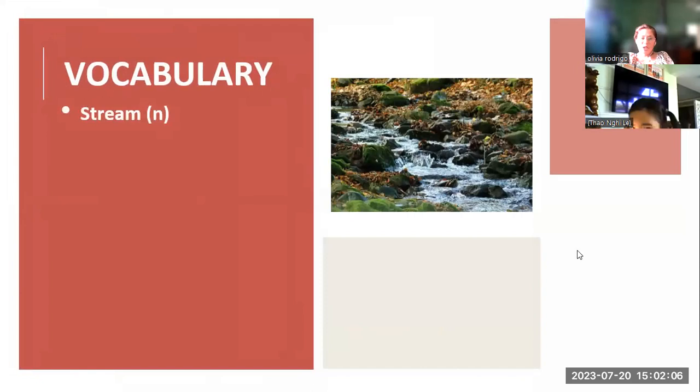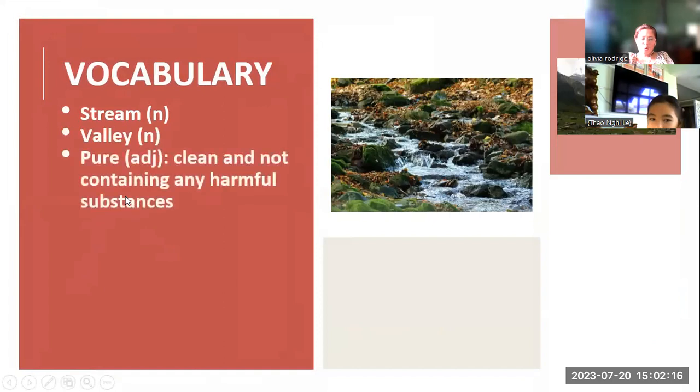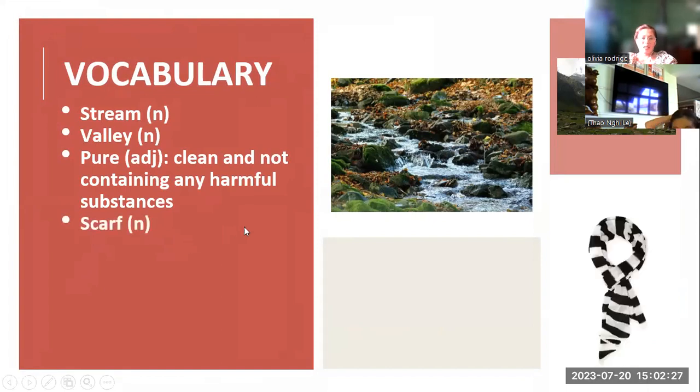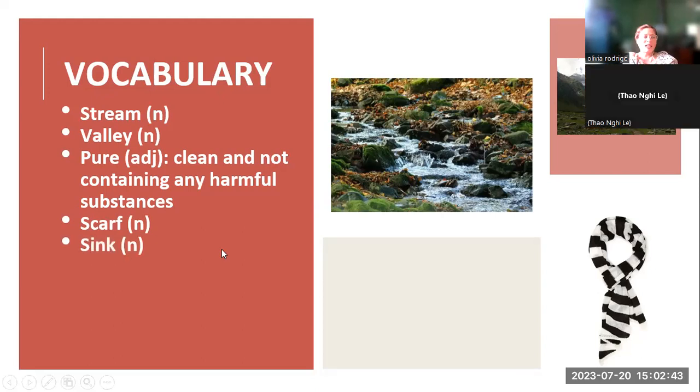Okay, look at this picture. Swim. Look at this picture. Second, we have the valley. Okay, look at that. What is the difference? Next, pure, it's an adjective. It means it's clean and not containing any harmful substances. That's pure. Next, scarf. Scarf is something you put around your neck like this. When it's very cold, like if you're living in a country where there is snow, usually people there wear scarves.